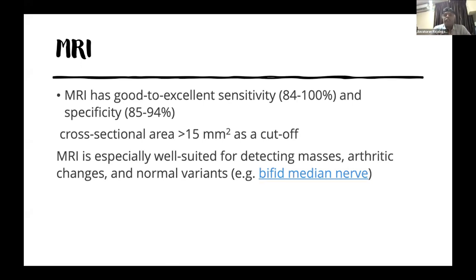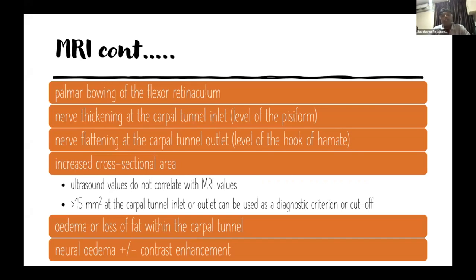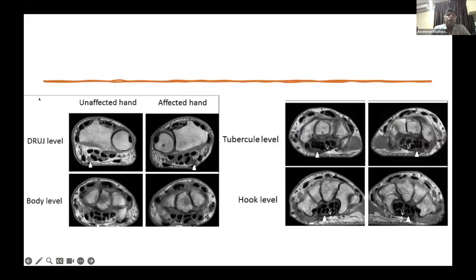So generally, we take the cutoff of 15 millimeter square in MRI, which is normal, whereas in ultrasound, we take the cutoff about 10 millimeter square. Again, MR is very, very specific in detecting mass lesions, especially rheumatoid arthritis changes and normal variants like bifid median nerve. As I told you, 15 millimeter square is the cutoff criteria here.